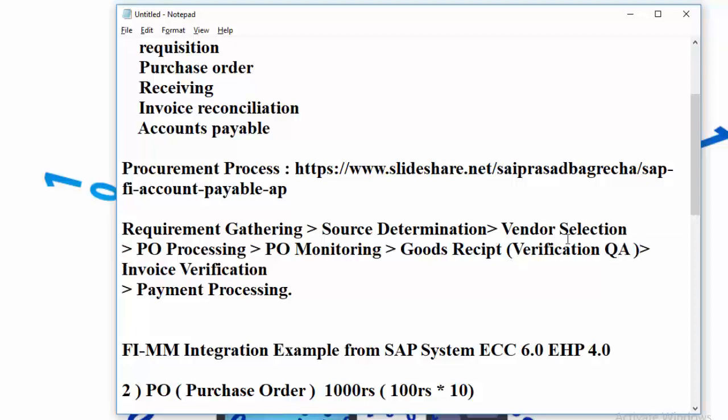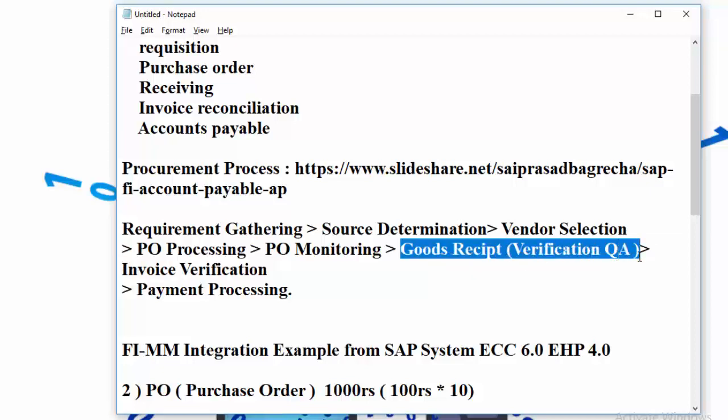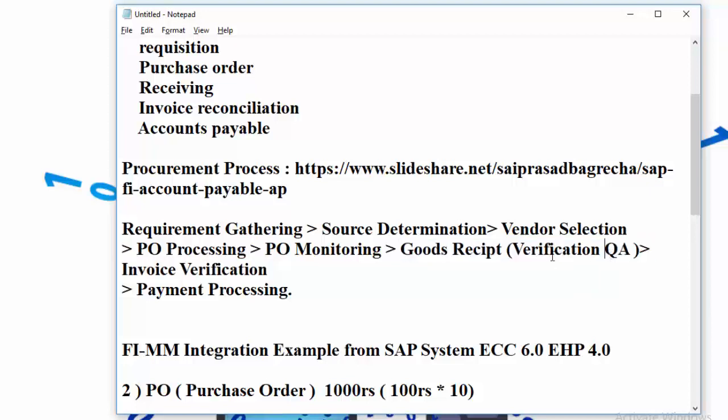This is an important step where you will check that whatever goods you have ordered are according to what you have requested, the quality is according to what you have requested, and the quantity is the same. If there is a mismatch, based on the tolerance limit and the rules of your company, you can choose to not accept the material and send it back to the vendor, or you can accept it, and certain financial entries will be made based on the mismatch or the tolerance.